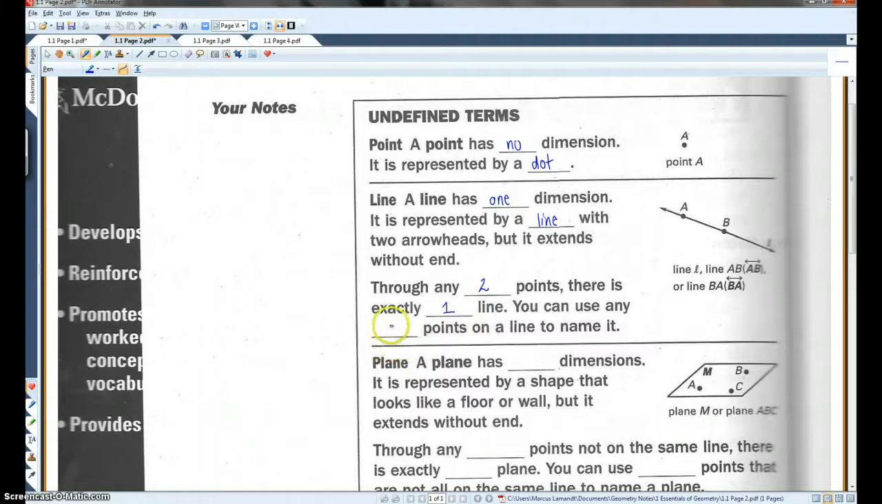You can use any 2 points on a line to name it. Okay? So like over here, this could be line AB or line BA, or you could name it line L.